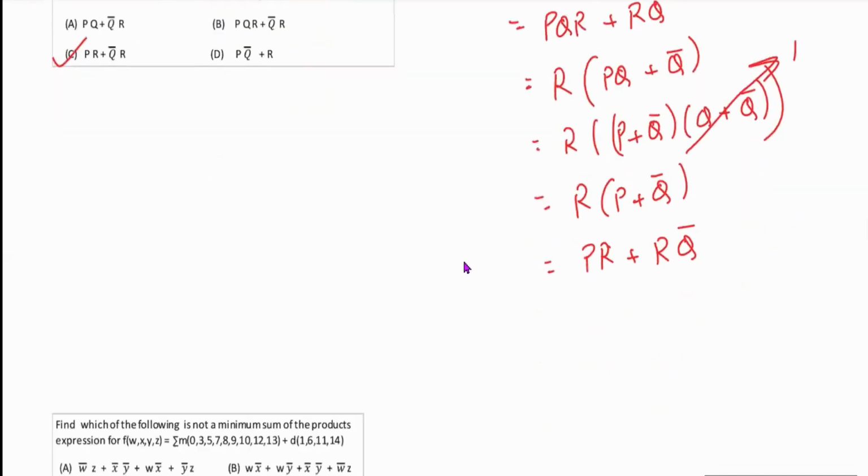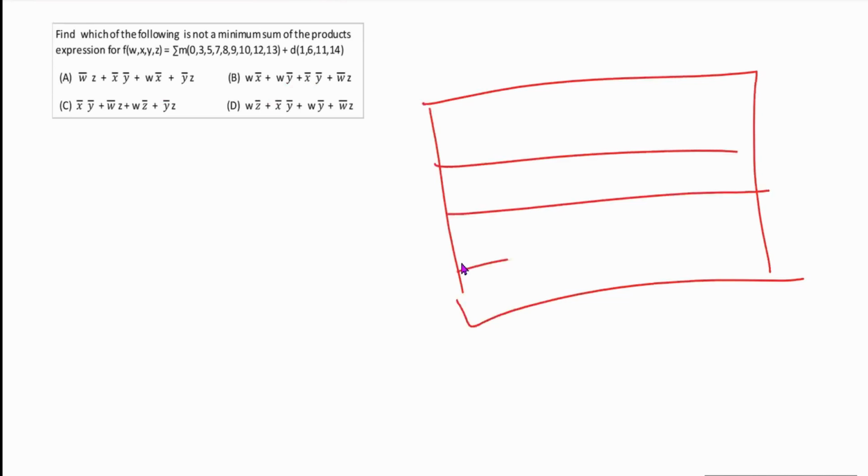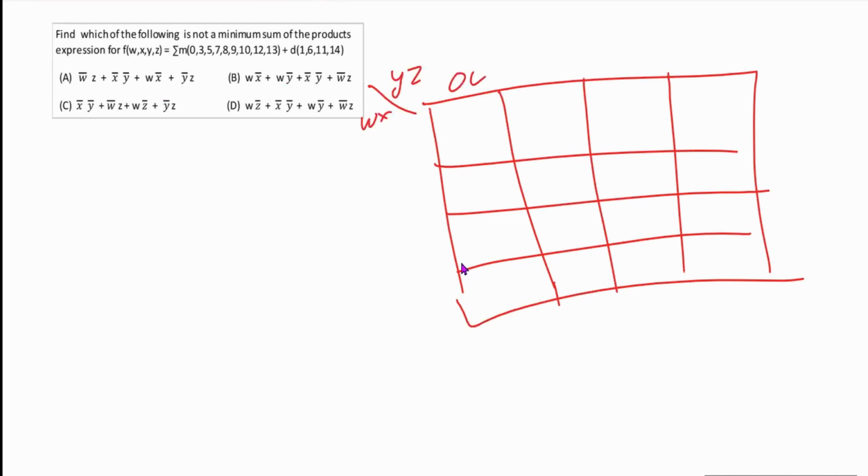Let's move to the next question. Find which of the following is not a minimum sum of product expression for this function. In this function, actually, sum of minterms and don't care conditions are also there. Whenever you are solving this type of problem, the first thing is you need to make your K-map. So this is your K-map, and you are having four variables, that is WX and here YZ. This is 00 01 11 10, and this is also 00 01 11 and 10.